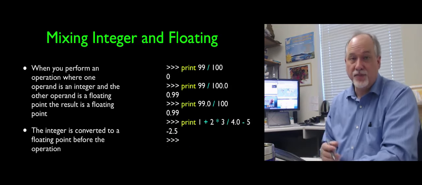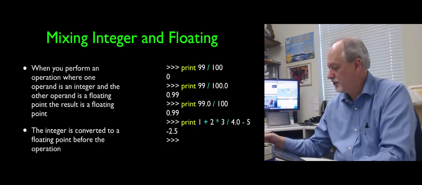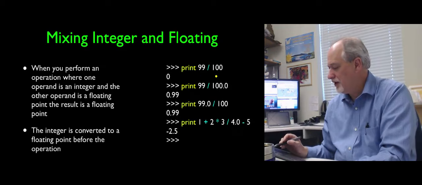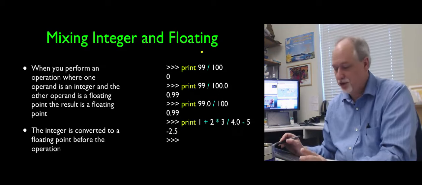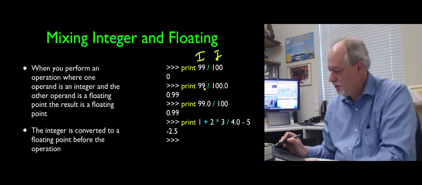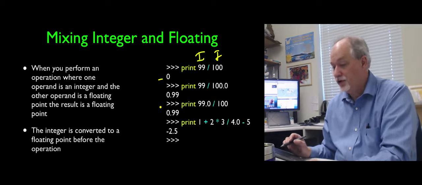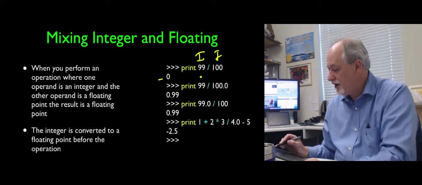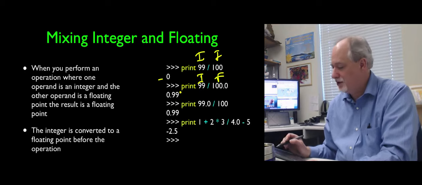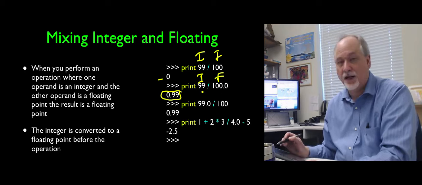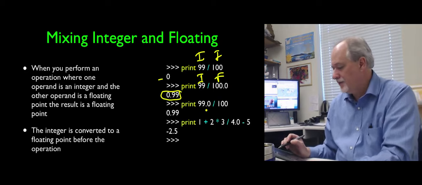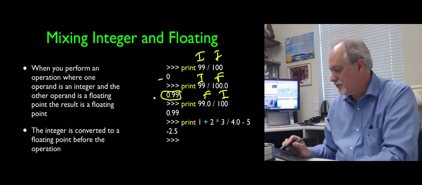Now you can also mix integers and floating point numbers as you go. So here we have 99 over 100. Those are both integers. Integer, integer. And that comes out with 0 because it's truncating. Now if we have an integer and a floating point number, 99 over 100.0, then that comes out as 0.99. And either one, if we have 99 over 100, that's a floating point, and that's an integer, we still end up with a floating point. So this is a floating point, floating point.